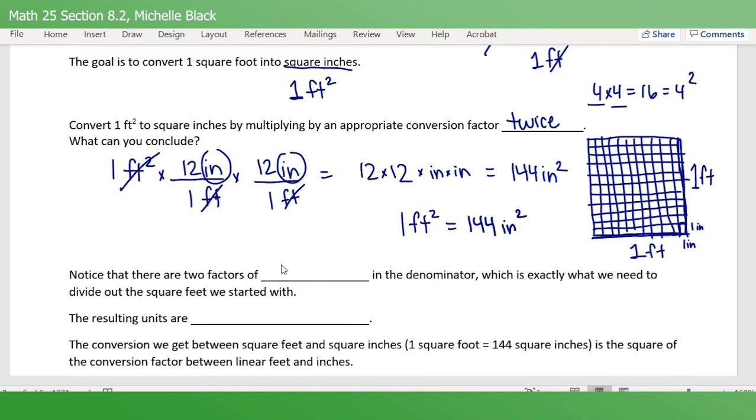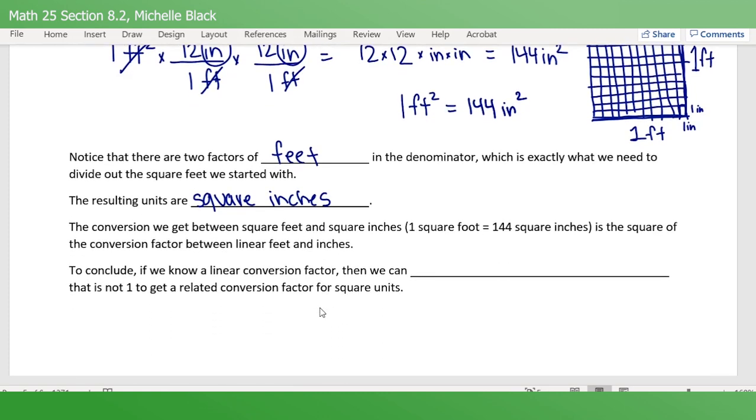So what we noticed is that there were 2 factors of feet in the denominator, which is what we needed to divide away those square feet in the numerator, and the resulting units were square inches. The conversion we get between square feet and square inches, or 1 square foot is 144 square inches, is the square of the conversion factor between linear feet and inches. So notice if I had 12 inches in 1 foot, which is our linear conversion factor, and I square this, I end up with 144 inches squared. Well, 1 squared is still 1, and then feet squared. So it really was just the square of the linear conversion factor we had from section 1.